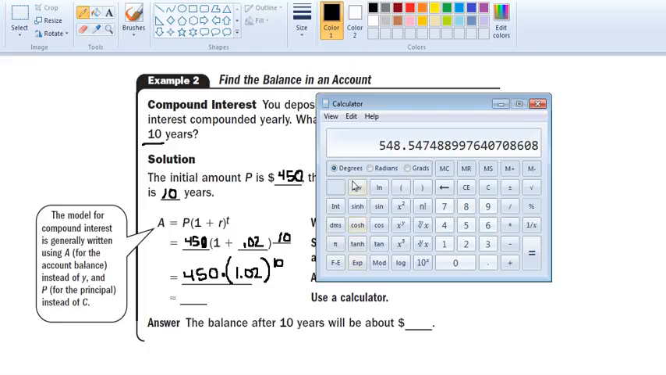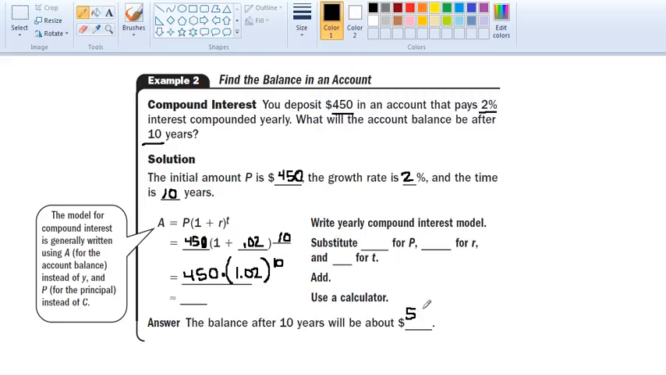So a lot of ways you could write this. You could just round it to the nearest dollar, or we could say 548. Oh, let's just call it 548 because it asked for an about. Now, if they asked for the exact cents, you'd have to write those cents that were on the calculator.